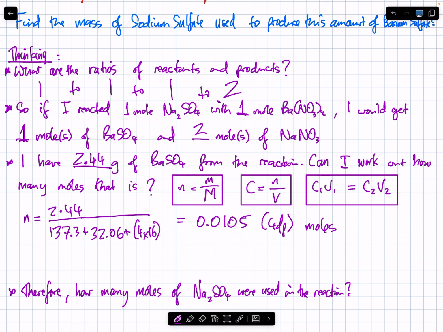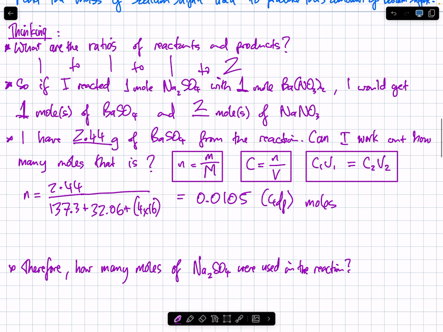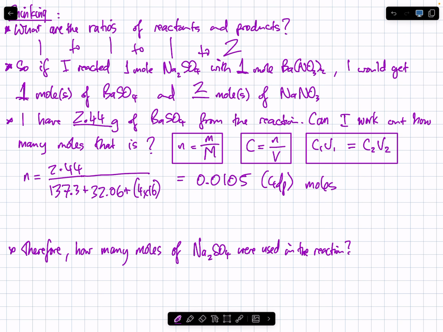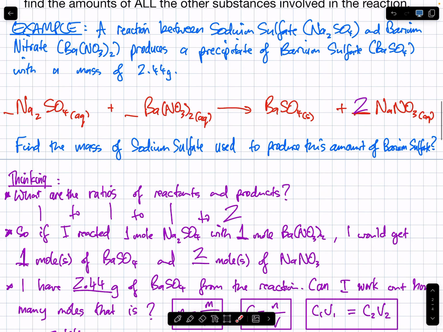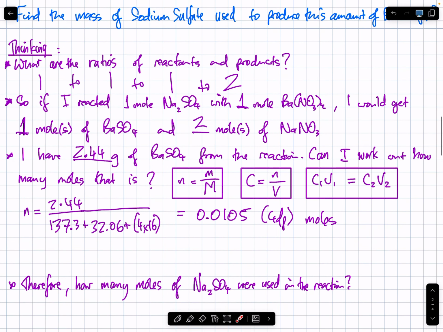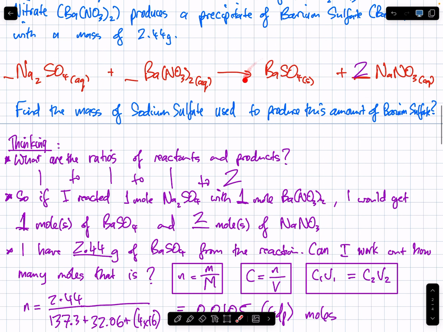All right, so do I even have close to a whole mole of that stuff? I've got a tiny fraction of it. So based on that information, if you know that you had 0.0105 moles of this, according to our ratios, how many moles of this would I have had?